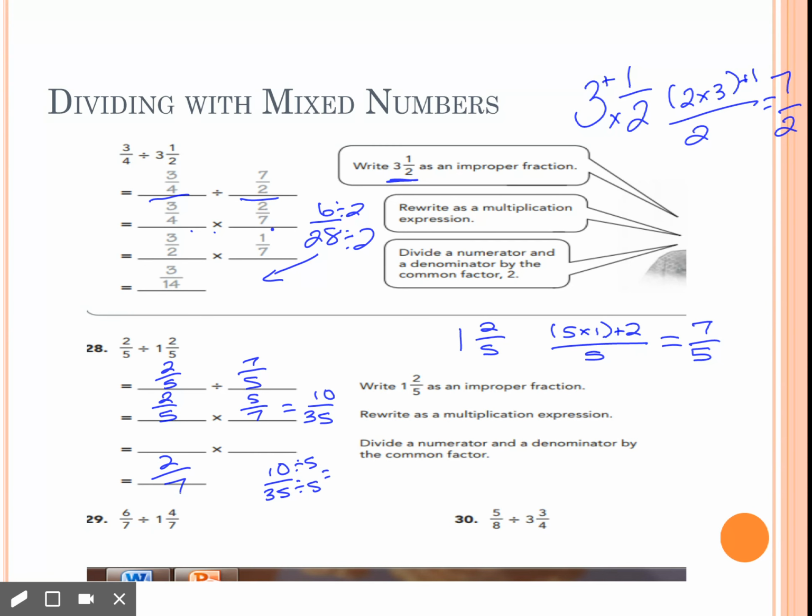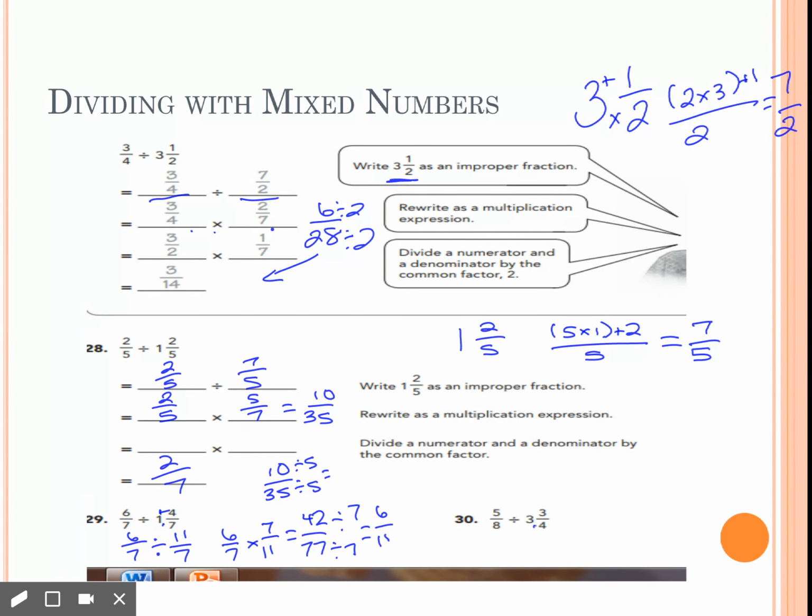All right, number 29. 6/7 divided by 1 4/7. 1 4/7. 7 times 1 is 7. Plus 4 is 11. So I have 6/7 divided by 11/7. Okay, so now I have 6/7 times 7 over 11. And I will get 42 over 77 and divide by 7 because that's their greatest common factor. And I would get 6 over 11.